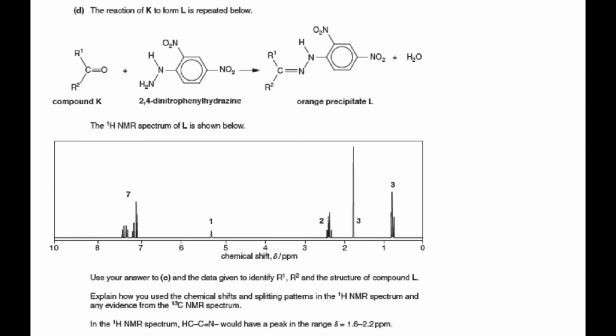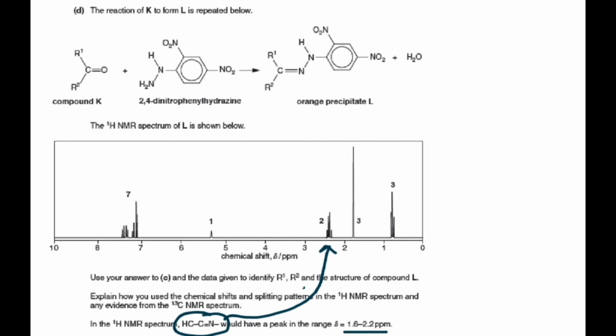Use your answer to identify R1 and R2. Explain how you use the chemical shift and splitting patterns. And in the NMR, there's a peak that doesn't appear on the data sheet, and it says it comes in the range 1.6 to 2.2. So straight away, 1.6 to 2.2, we know it is that, yeah? So we know that we have got 2 hydrogens.